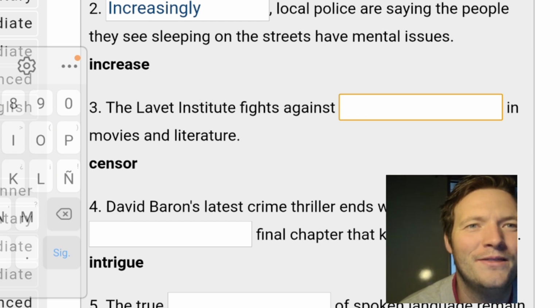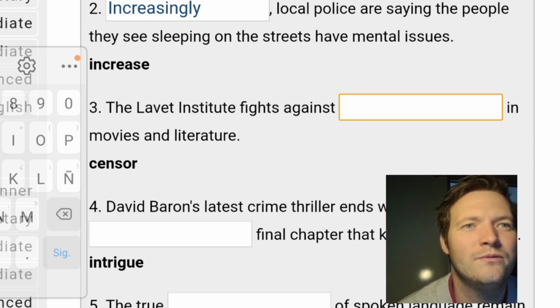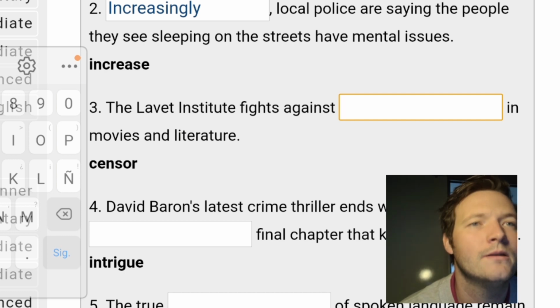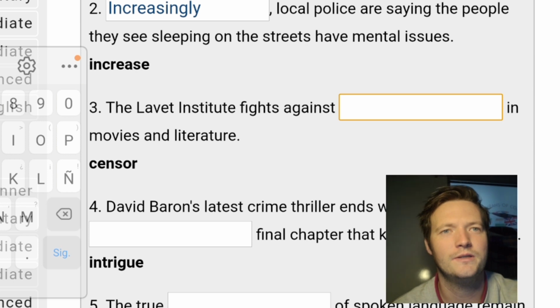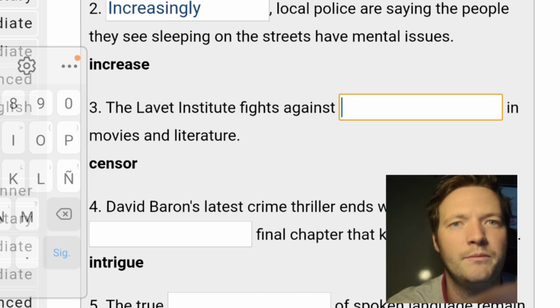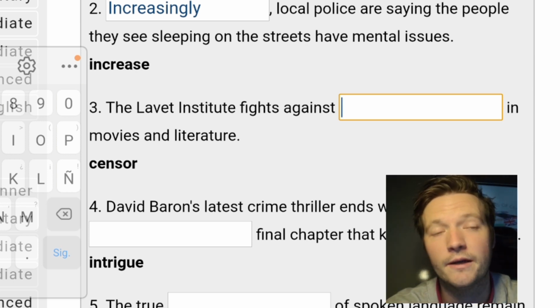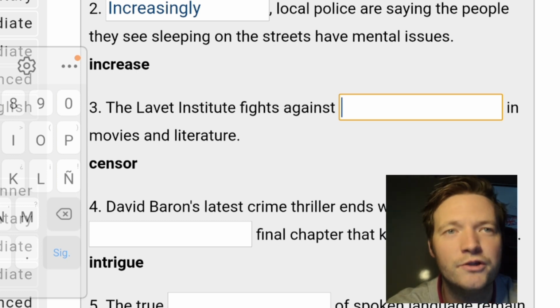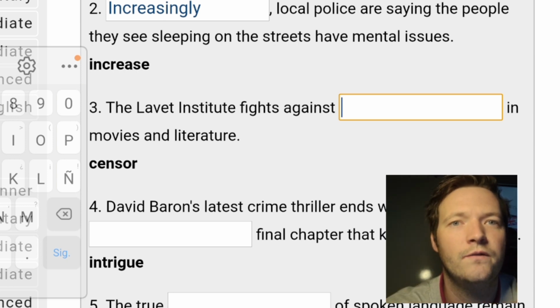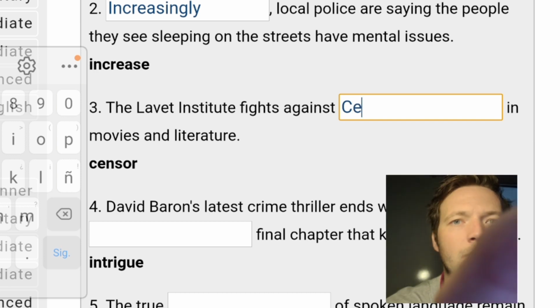Okay. The Levitt Institute fights against censorship in movies and literature. Now, this is a word that people get wrong, and it's a suffix that people forget quite a lot. You've got friendships, relationships. This institute fights against censorship.